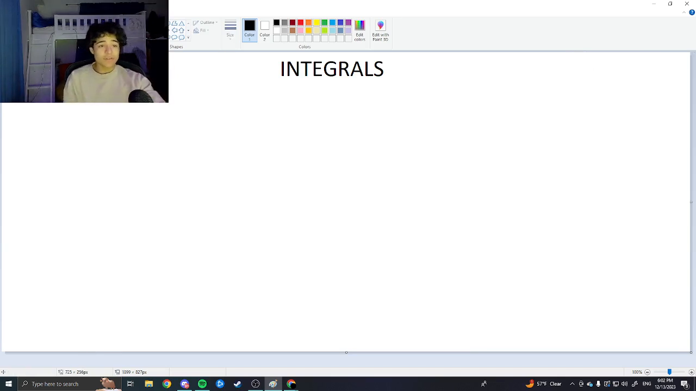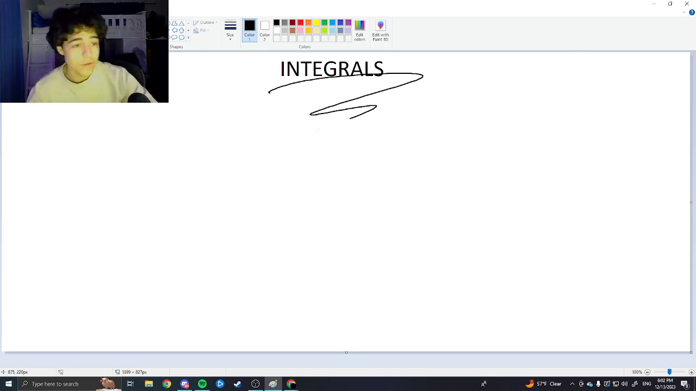So that's going to be it for definite integrals. It's just the opposite of a derivative. You do it backwards when you plug in the numbers. So, moving on.